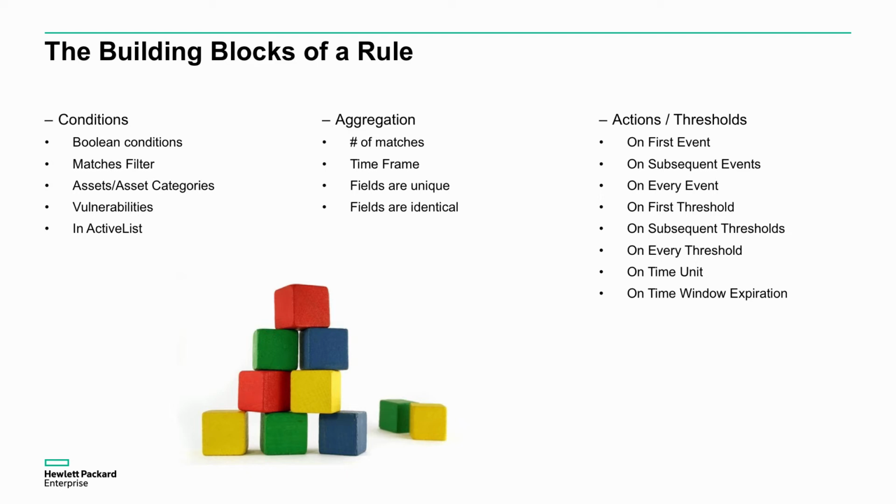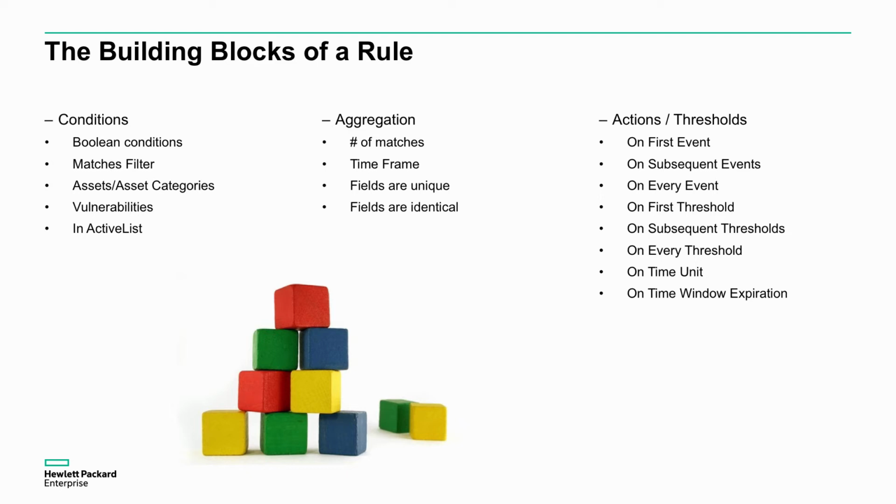We typically want to be doing some sort of aggregation. How many times is this going to occur? What's the time frame that we're looking for? And which fields are we expecting to be the same? And which fields are we expecting to be unique? And then we also want to trigger some thresholds and actions.